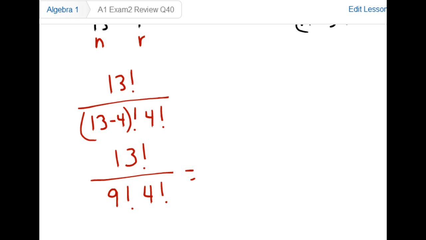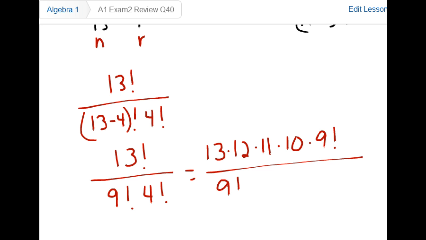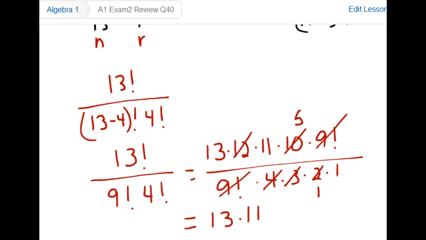Okay, 13 factorial is 13 times 12 times 11 times 10 times 9 factorial over 9 factorial times 4 times 3 times 2 times 1. The 9 factorials cancel. 4 times 3 is 12, so the 12 cancels. 2 goes into 2 one time and into the 10 5 times. So that leaves us with 13 times 11 times 5 over 1, which is 715.